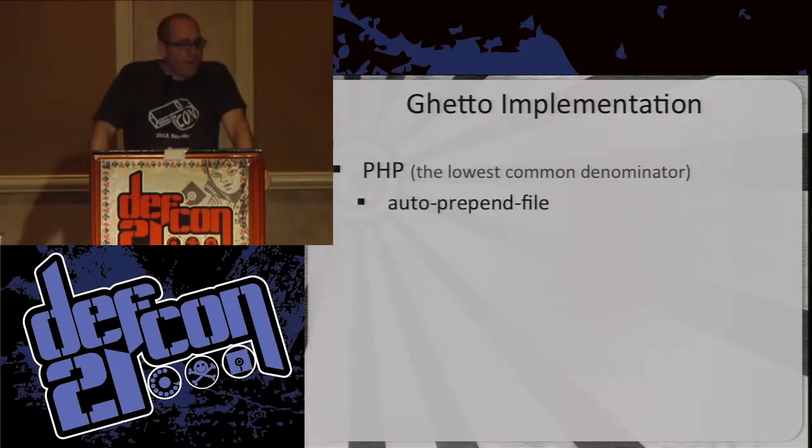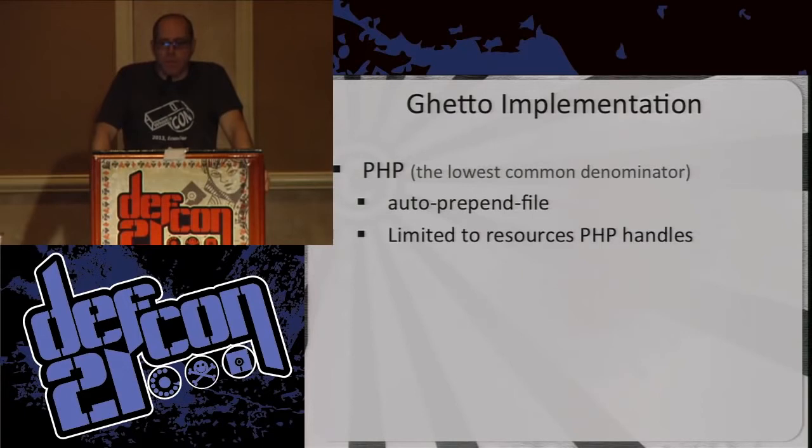So you can auto-prepend a PHP file to randomize the response code within a specific section of response codes that are supported by the browsers. But again, we're limited by resources that are PHP handled. So if your web server starts to error out because people are sending stuff that isn't expected, the web server is going to respond back. So there's limited functionality there.